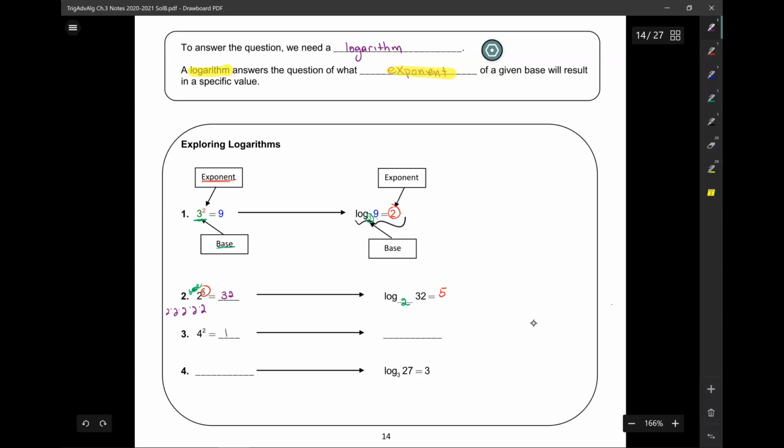4 to the power of 2 is 16. So how am I going to write that? Well, that's going to be log base, what's the base here? 4. Of what value? 16 equal to the exponent 2. Remember, what is a logarithm? It's an exponent. So a logarithm should always equal the exponent.